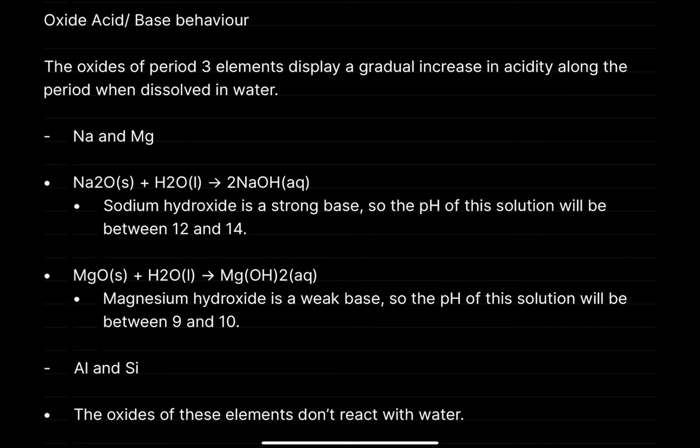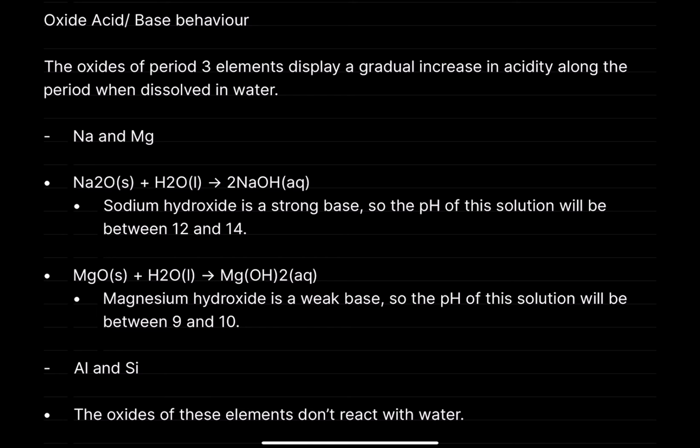So the oxides of period 3 elements display a gradual increase in acidity along the period when dissolved in water. So as you go across period 3, there's a gradual increase in acidity. They become more acidic as you move across period 3, when they dissolve in water. So some of these equations you need to be able to do in the exam. You need to know them off by heart, or need to be able to do them.